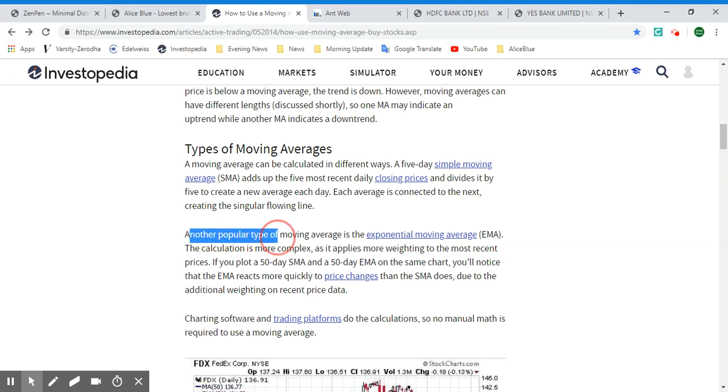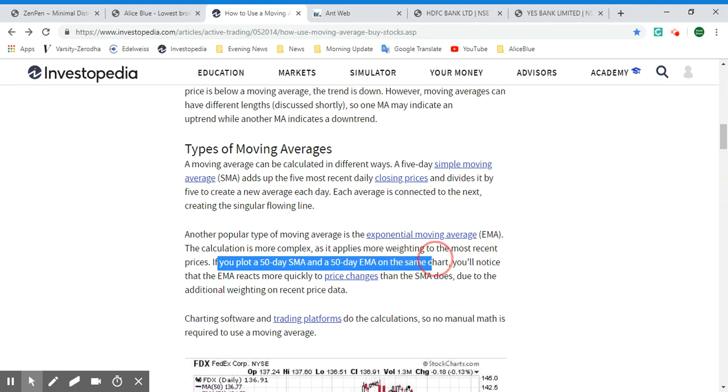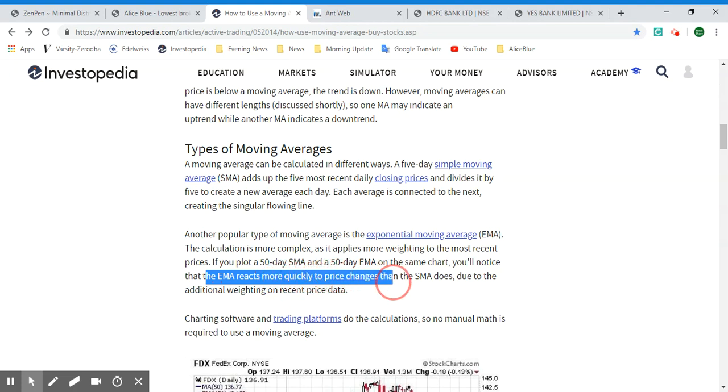So another popular type of moving average is the exponential moving average. This is slightly more complex. If you plot a 50-day simple moving average and a 50-day exponential moving average on the same chart, you'll notice that the exponential moving average reacts more quickly to price changes than the SMA due to additional weighting on the recent price data.